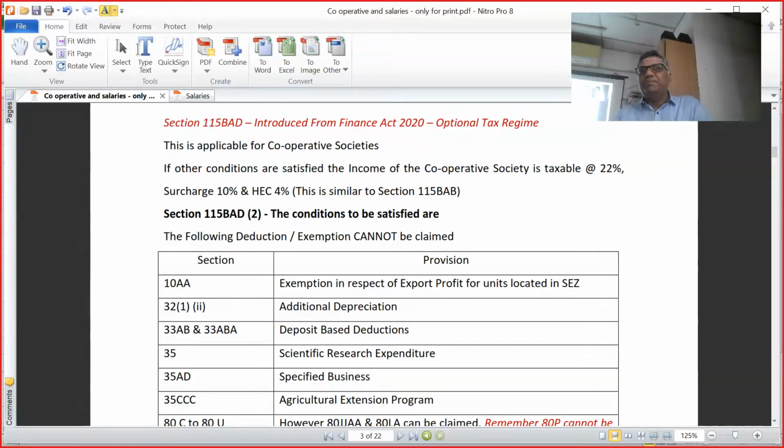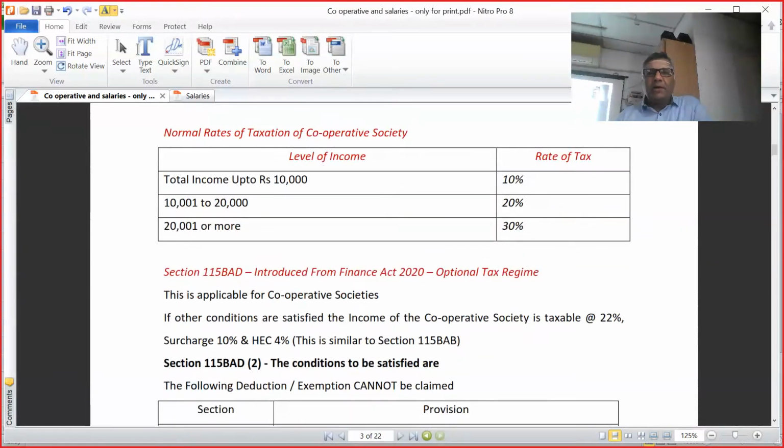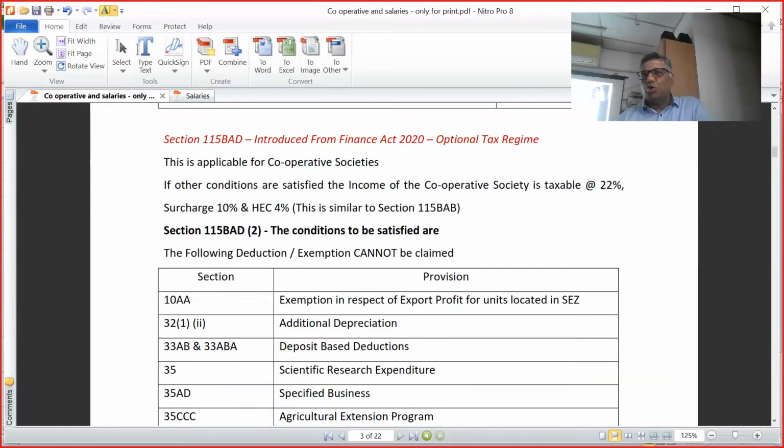Forgo the benefits, pay a lesser tax. You can see the taxes are 10%, 20%, 30%, so 30% being the high. I am ready to give you a tax rate of 22 plus 10, so 25.168 percent, provided you are ready to forgo the benefits.